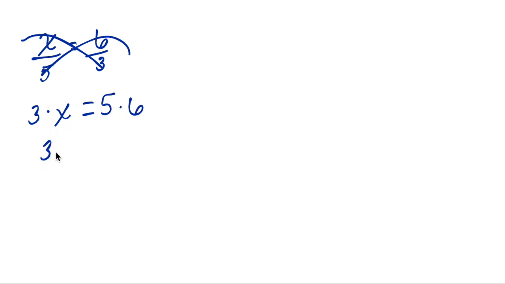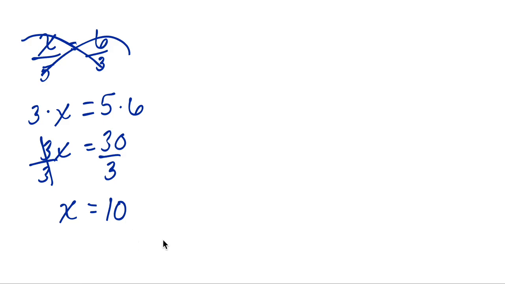3 times x is 3x. 5 times 6 is 30. So once you cross multiplied and got 3x equals 30, we then just have now a one-step equation. So just as before, to solve for x, our variable, the unknown, we are going to divide each side of our equation here by 3. We then get 1x, or simply x, equals 30 divided by 3, 10.